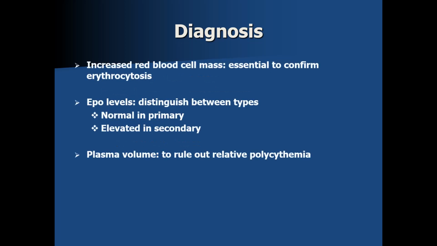Laboratory studies are needed to determine the type and cause of polycythemia. First, an increased RBC mass is diagnostic of erythrocytosis. Then erythropoietin levels distinguish between types. EPO levels are normal in primary polycythemia because the polycythemia emanates from the bone marrow. EPO levels are elevated in secondary polycythemia because the EPO is the stimulus for RBC production. Plasma volume measurement is done to rule out relative polycythemia.